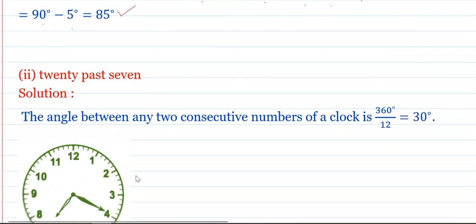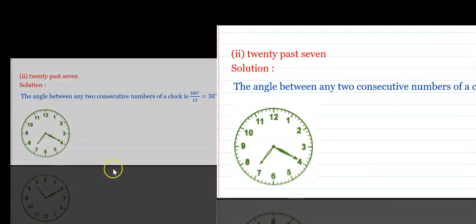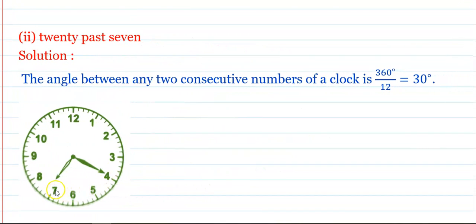Okay. Now the next. 20 past 7. Here also we can do it in the same way. If the minute hand is at the 4 and the hour hand is at the 7, the angle between them is 90 degree, because 30, 30 and 30. But in 20 minutes, the hour hand will add more degrees to this 90 degree, and we have to find that out.